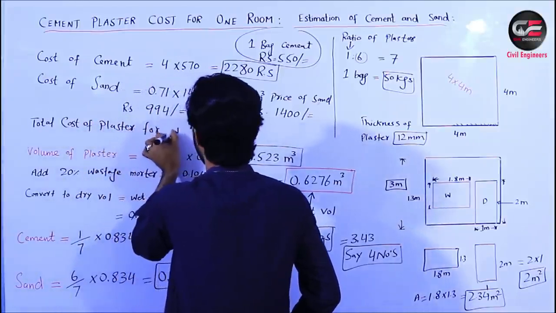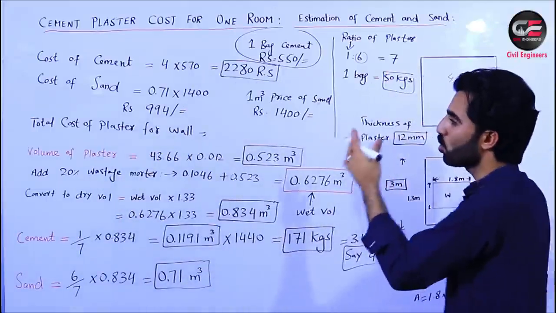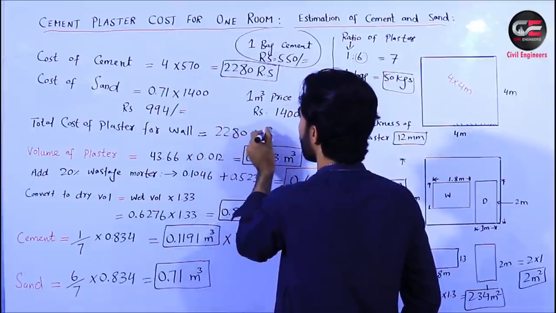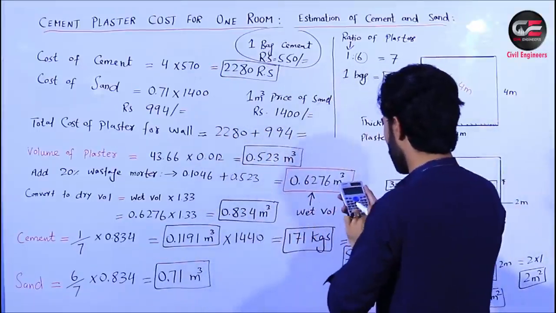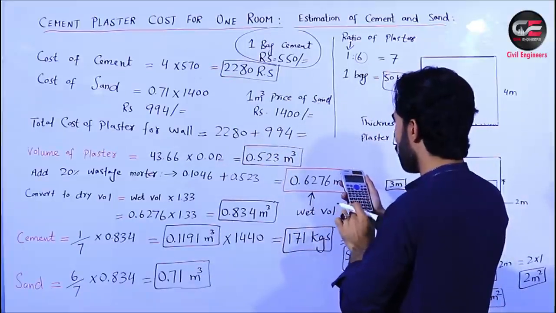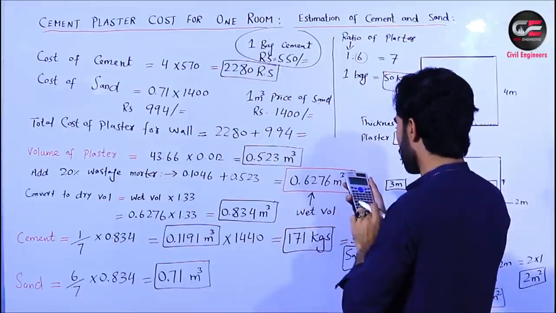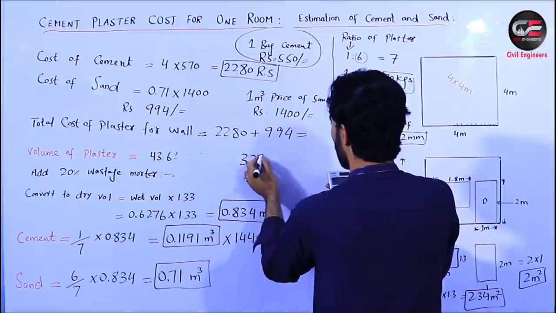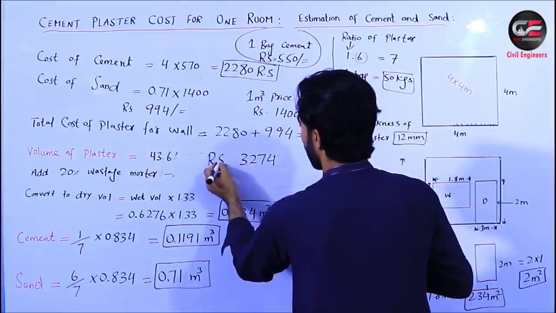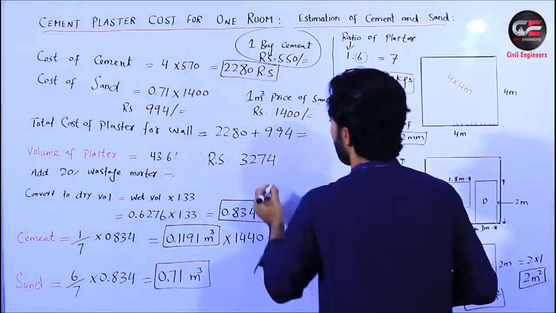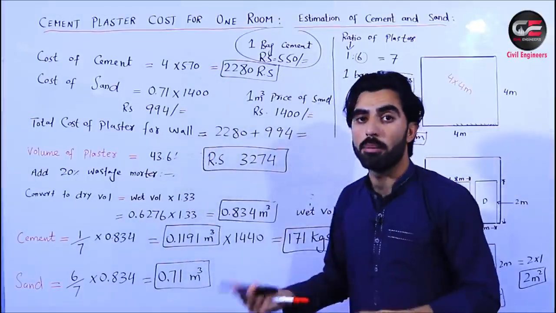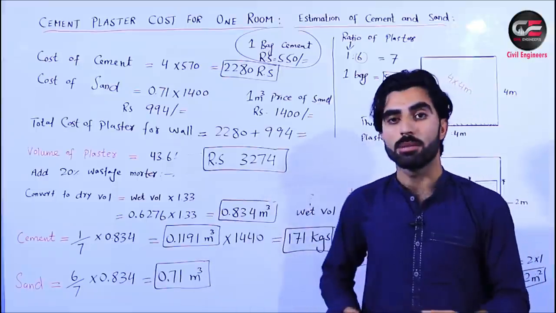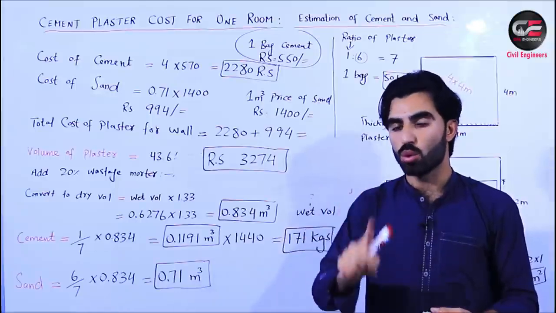Plaster for wall, because I didn't mention the roof here, so the total cost of the plaster for wall becomes 2280 rupees plus 994 rupees, so 3274 rupees required to cover this plaster. But guys, remember, here we didn't mention mason and labor. So the mason and labor should also be included in this quantity. But this is just the cost of cement and sand to plaster just the wall, not roof plaster.